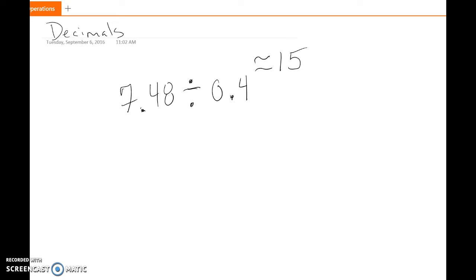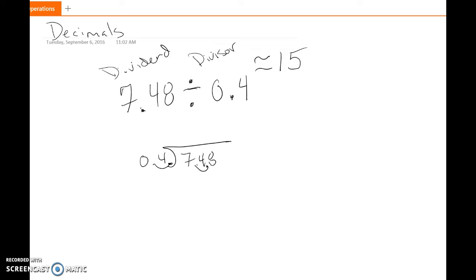So to divide decimals, I write it with the divisor on the outside. This is the divisor. This is the dividend. Our answer will be a quotient. How many 0.4s are in 7.48? Well, to do this, all I have to do is move the decimal over 1, move it over 1. So now I have 4 going into 74.8.